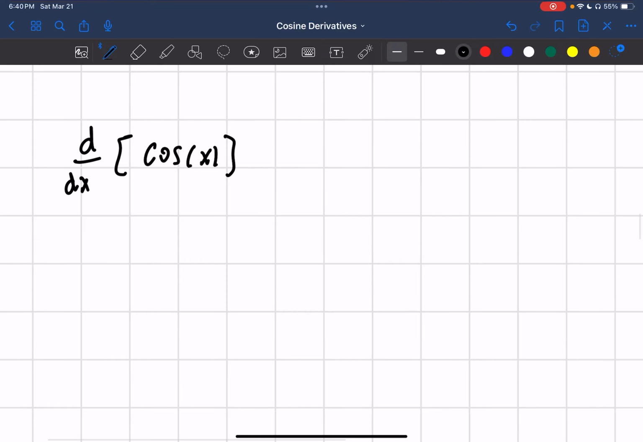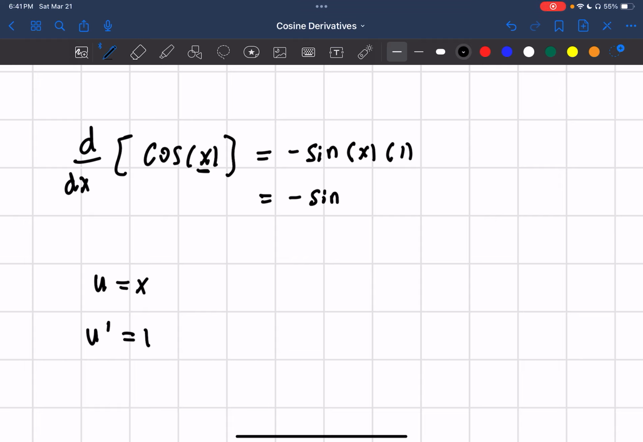So in this case, our inner value would be x, because we have x in the cosine. The derivative of that will be simply 1. So using the formula, the derivative of this will be minus sine x times 1, which is equal to minus sine x. And here is our final answer.